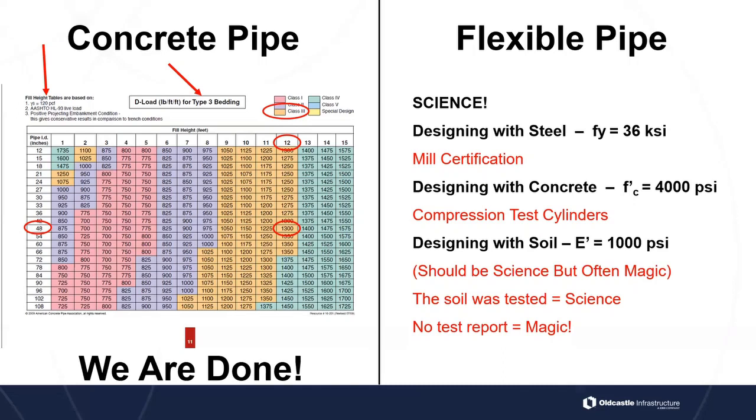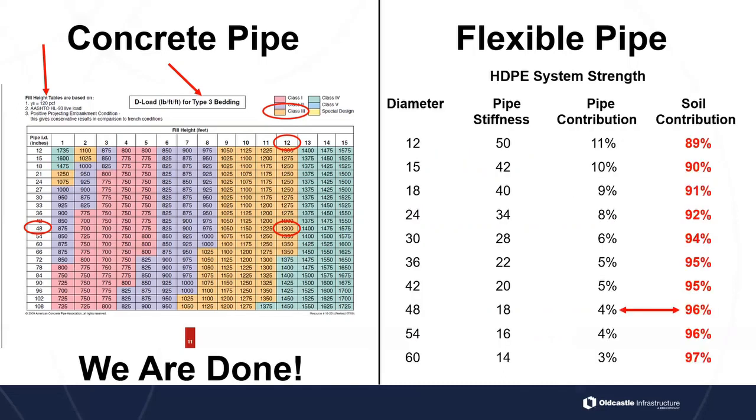Okay. What's interesting is when we look at this table and the different diameters of pipe, and we compare, based on that modified Iowa formula, what the pipe contribution is to the total structural capacity of the pipe envelope versus the soil contribution, you notice that at a 48-inch pipe, 4% of the structural capacity comes from the pipe itself, while 96% comes from the soil.